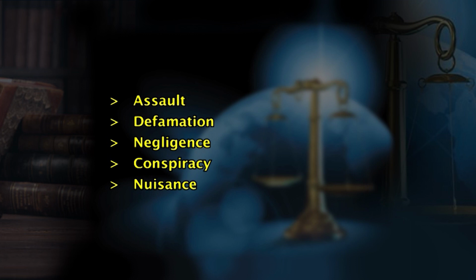There are various wrongs which find their place both under criminal law and law of torts. Some examples of such wrongs are assault, defamation, negligence, conspiracy, and nuisance. The definition of any one of these wrongs may be different under civil and criminal laws. For the purpose of civil liability for any one of the wrongs, the rules of law of torts will be applicable, and for the purpose of criminal liability, the rules of criminal law will apply.